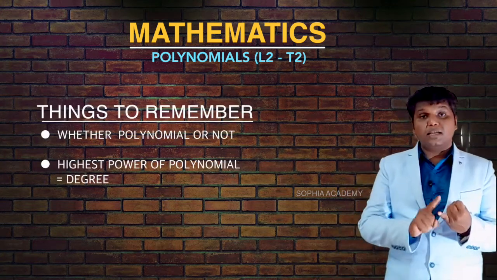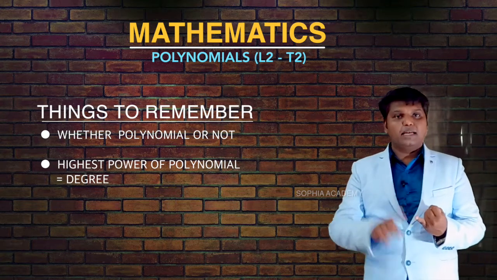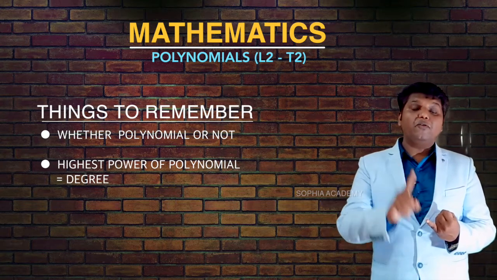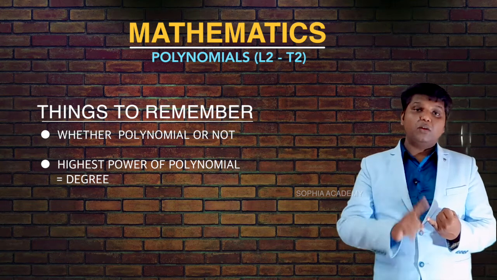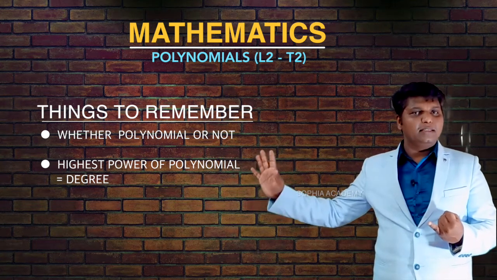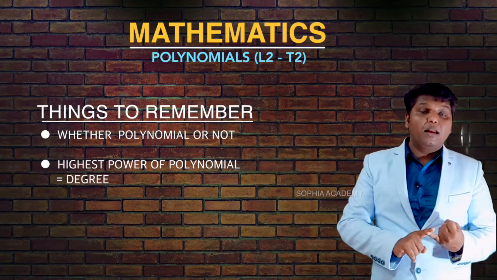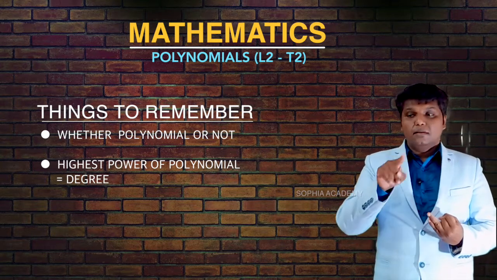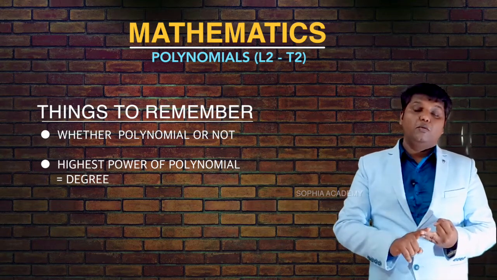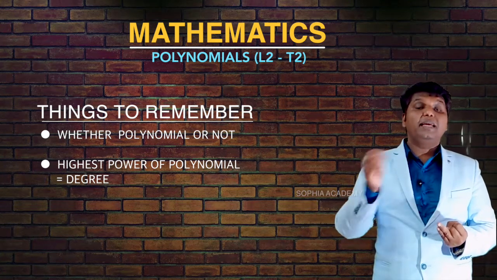First of all, you have to understand whether it is a polynomial or not. How to check it? By seeing the power. The power should be whole numbers. If it is not, then we will say this is not a polynomial. That's it. Now, if it is a polynomial, then what about the degree? Count the highest power. That will be its degree.